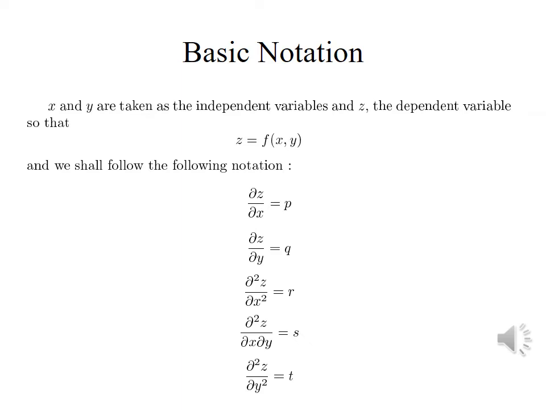In this module we will use a common notation for partial derivatives, where we use x and y as independent variables and z as the dependent variable. So we write z equals a function of x and y, z equals f(x, y). Also we'll follow this notation: ∂z/∂x equals p, ∂z/∂y equals q, ∂²z/∂x² equals r, ∂²z/∂x∂y equals s, and ∂²z/∂y² equals t.